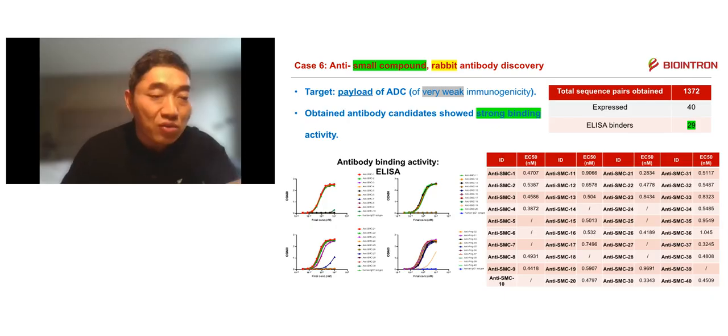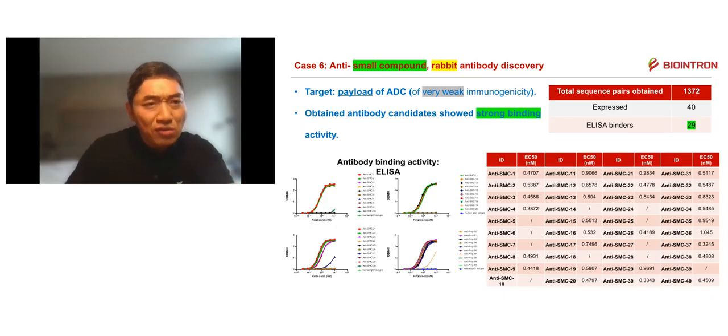Okay, back to this case study. Even though it's a small compound, with our AbDrop antibody discovery solution, we still get more than 1,000 paired antibody sequences, and we express tens of them. Among these tens of them, as you can see, 29 of them have very good target bindings.